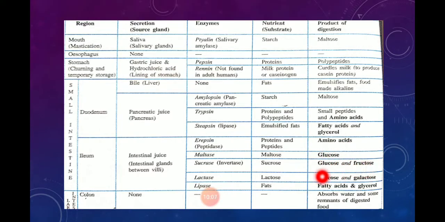Glucose and fructose, glucose and galactose are the products formed as a result of breakdown of all these carbohydrates within the small intestine. Thus, in this way, the digestive system of human beings works.